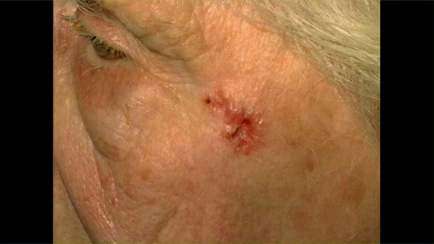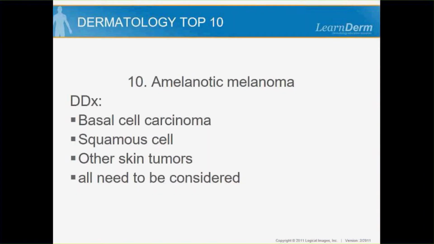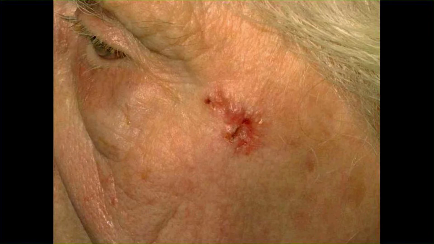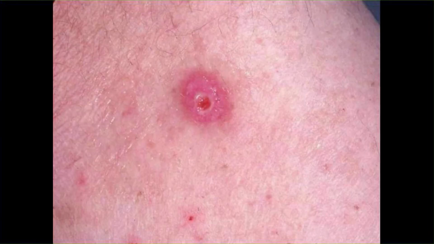And so here is another picture. This was biopsied, thought to be a basal cell carcinoma, but actually came back melanoma. So amelanotic melanoma has a differential that includes basal cell, squamous cell, other skin tumors. They all need to be considered. The key teaching point is when a patient comes in, they have a lesion that does not neatly fit in a category, don't try to shove a square peg in a round hole.